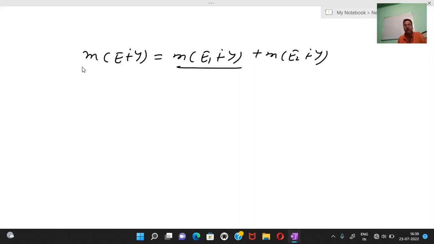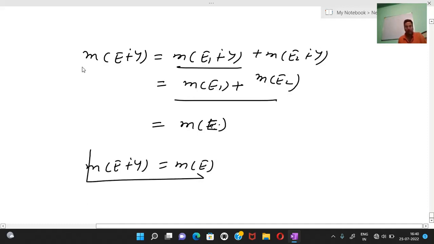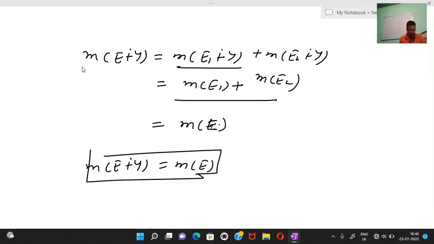And here, as we have proved in the earlier step, the measure of E1 plus dot y equal to the measure of E1, and the measure of E2 plus dot y equal to the measure of E2, and we know that the measure of E1 plus the measure of E2 equal to the measure of E. So m of E plus dot y equal to the measure of E, which is what we wanted to prove, because the theorem is: let E, a subset of the interval [0,1), be a measurable set, and y belongs to [0,1) given, then the set E plus dot y is measurable and m of E plus dot y equal to the measure of E.